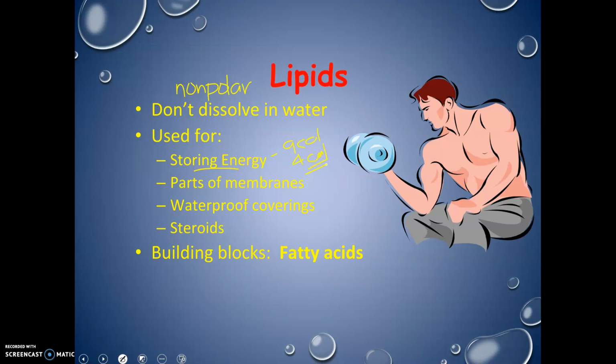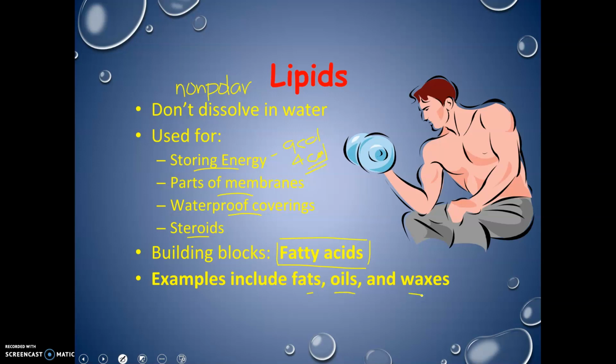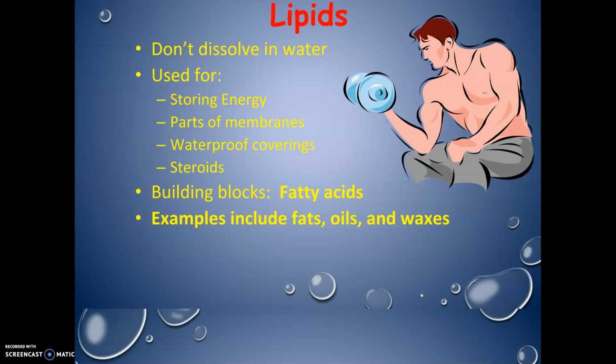A particular type of lipid we're going to speak about very briefly is part of our cell membrane. They also can form waterproof coverings on things. For example, waxes are lipids that coat plant leaves and make them waterproof. And steroids, believe it or not, also fall into the group of lipids. Now, the building blocks of lipids, it says here, are fatty acids. Technically, steroids are not made out of fatty acids, but the other lipids are made out of these long chains called fatty acids, which I'm going to show you in a second. Examples of lipids include fats, oils, and waxes. Again, all things that don't like water, hydrophobic.